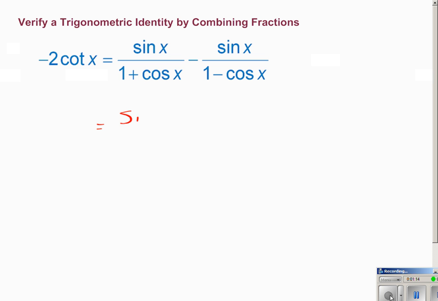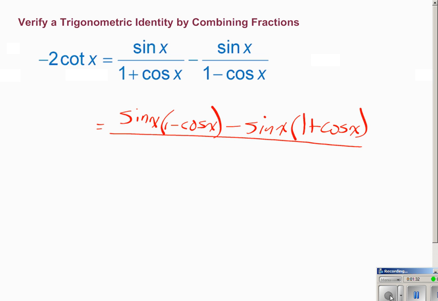So we have sine x times 1 minus cosine x minus sine x times 1 plus cosine x for the numerator. And in the denominator, we have an a plus b times a minus b situation, which is 1 squared, or 1, minus cosine squared x. Okay, well that's looking somewhat promising because we see that we have one of our Pythagorean identities in the denominator. Let's look at what the numerator looks like when we distribute.